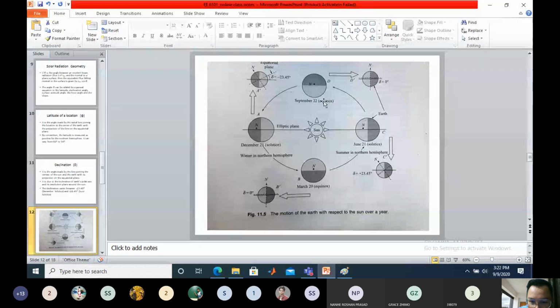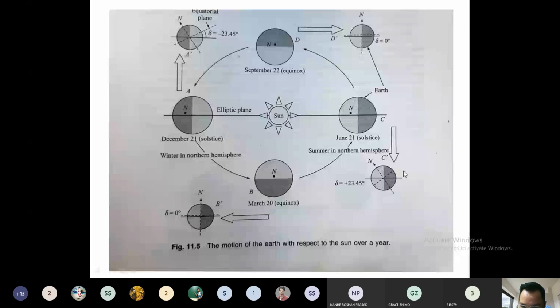Here, the declination angle is actually positive maximum. Imagine that this particular line is nothing but the axis, the pole axis. This is the equatorial plane, right? And this is the positive angle. The declination is positive on June 21. Now as it goes further towards September, this positive value keeps decreasing. Then on September 22, that day is known as the equinox.